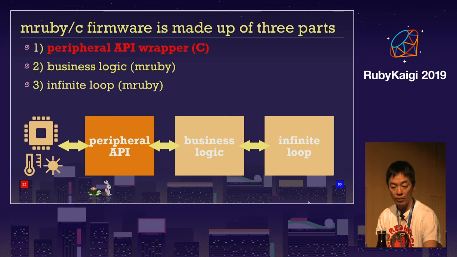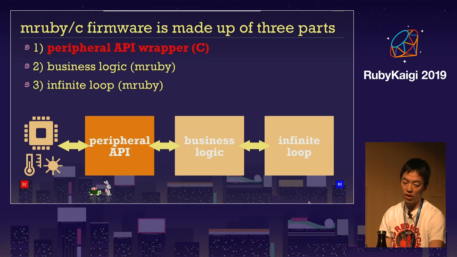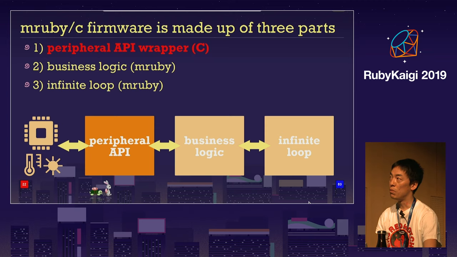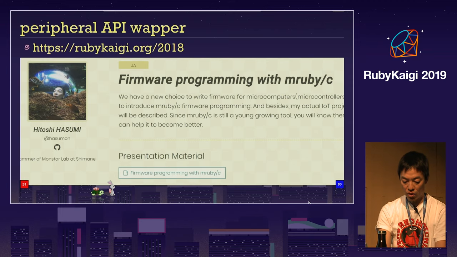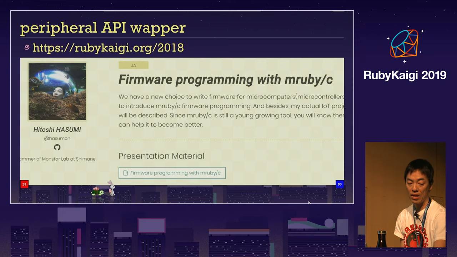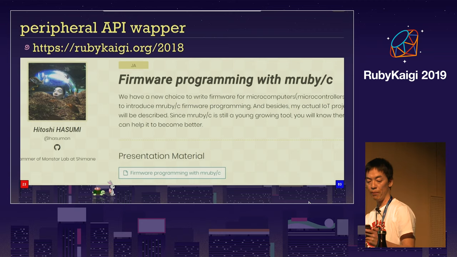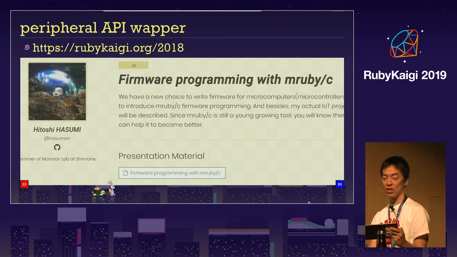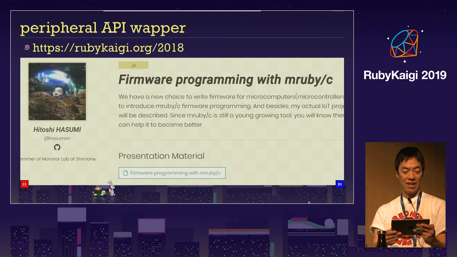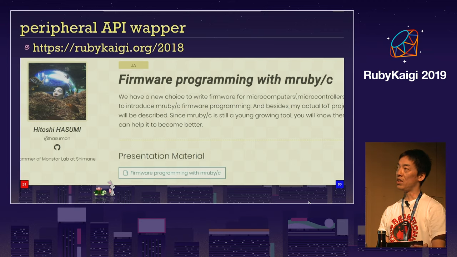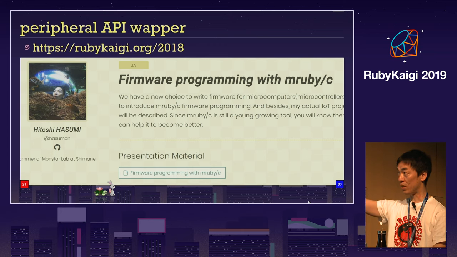The first thing is the peripheral API. We can call it a legacy or mature technical layer. It is almost a C language world anyway. But I won't dig into this layer today, because I talked about how we can write an API wrapper at RubyKaigi last year. That includes how we can start firmware programming with Ruby, and some tips on handling hardware for software programmers like you and me. And I also explained why I use a microcontroller instead of a single board computer like Raspberry Pi. So please take a look at the material if you're interested.